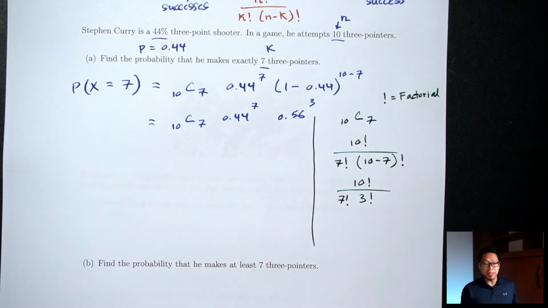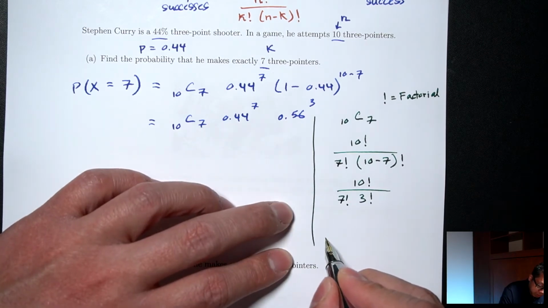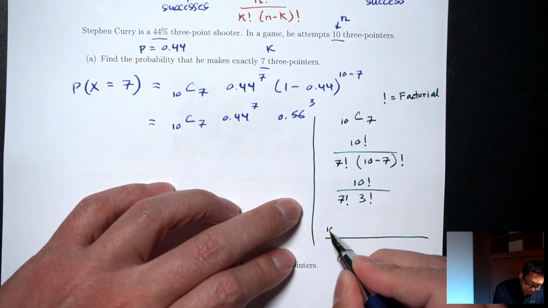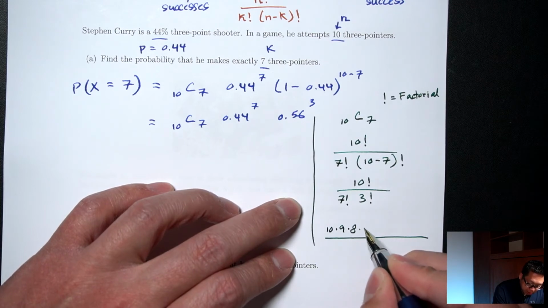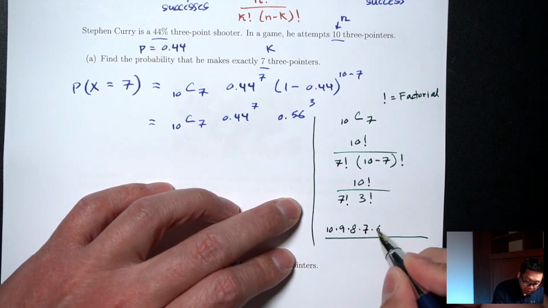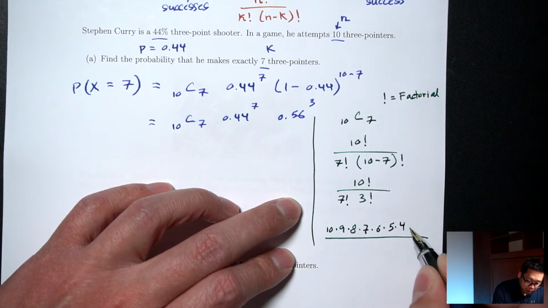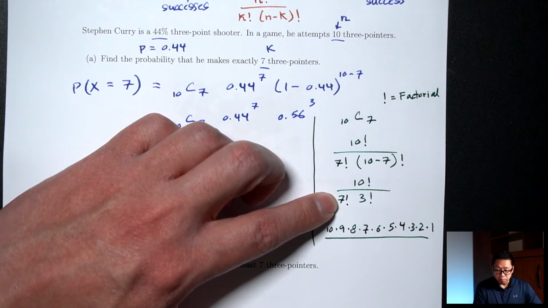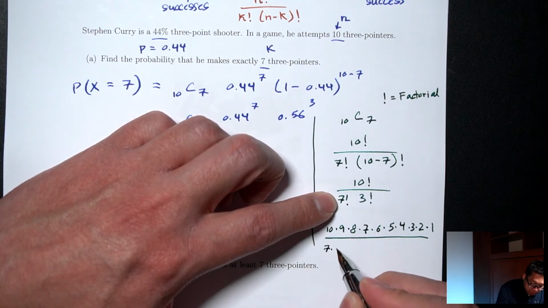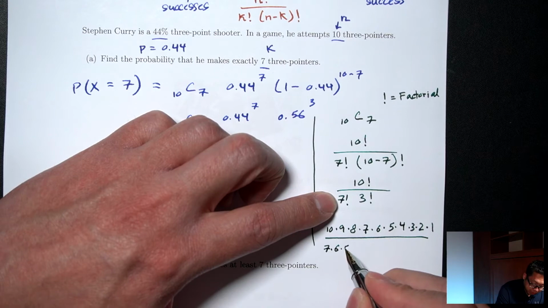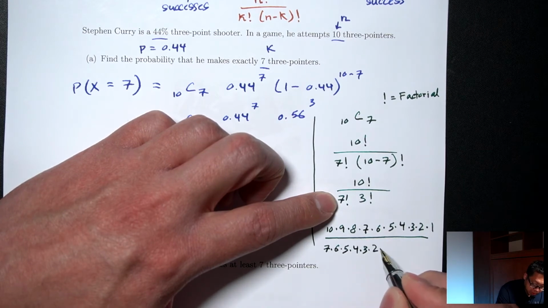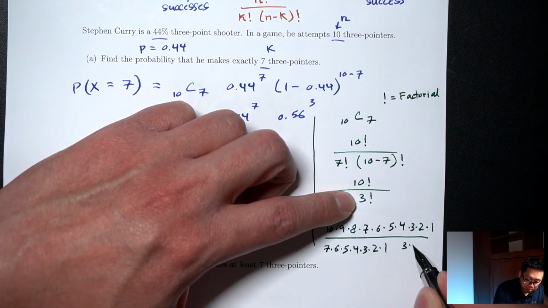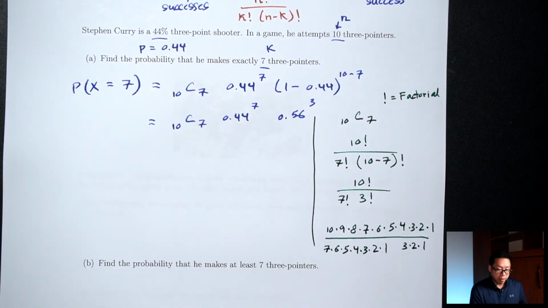Now, what does this factorial mean? 10 factorial just means 10 times 9 times 8 times 7 all the way down to 1. 6 times 5 times 4 times 3 times 2 times 1. 7 factorial means 7 times 6 all the way down to 1. 5 times 4 times 3 times 2 times 1. 3 factorial means 3 times 2 times 1 all the way down to 1.